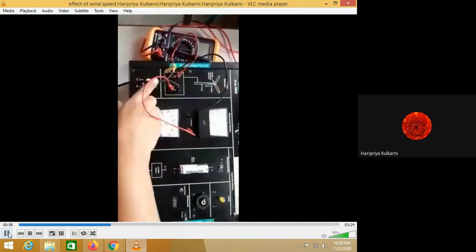So I'm just measuring voltage across it. This is a voltmeter which is connected across this. One by one we will take the readings by varying the speed. For speed variation, I don't have any speed adjustment in this fan. Therefore I'll do one thing: I'll vary the distance so that the speed will get varied and we can observe the change in the wind speed.